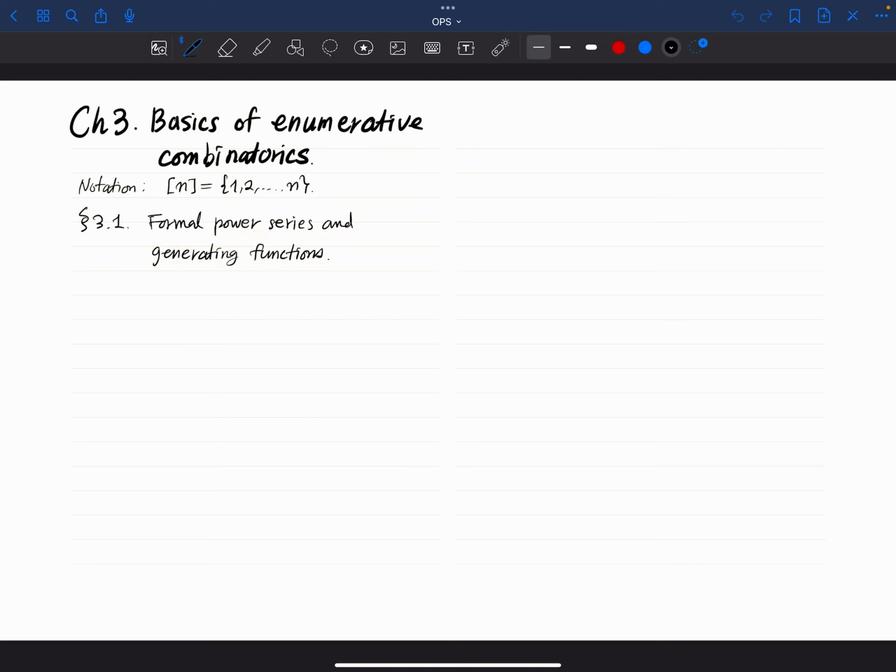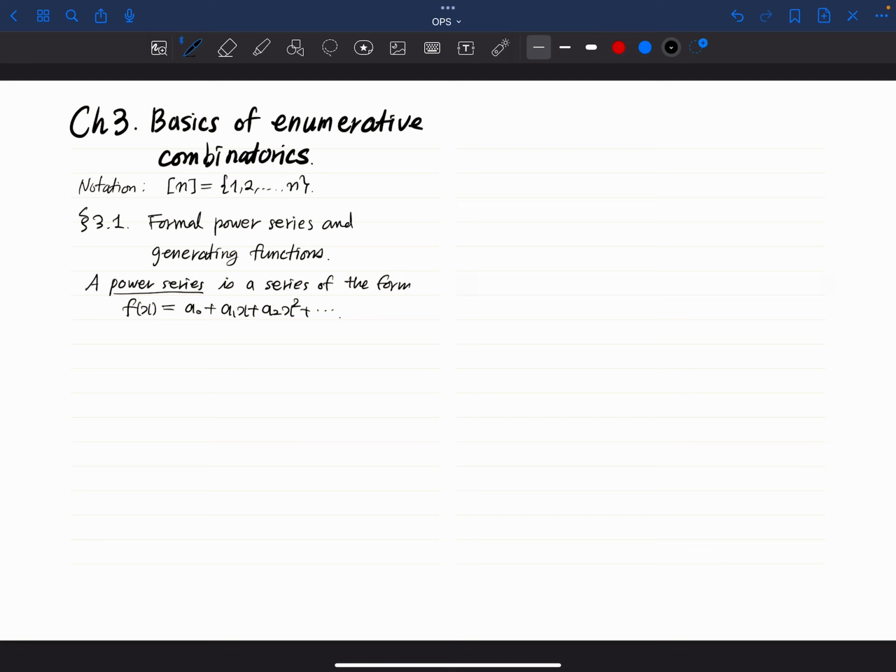Okay, so what is a formal power series? So in your calculus, you'll probably learn this, a power series. What is a power series? In calculus, a power series is a series of this form. f(x), usually we write f(x) = a0 + a1x + a2x squared, like that. So it's an infinite sum, so it's a series.